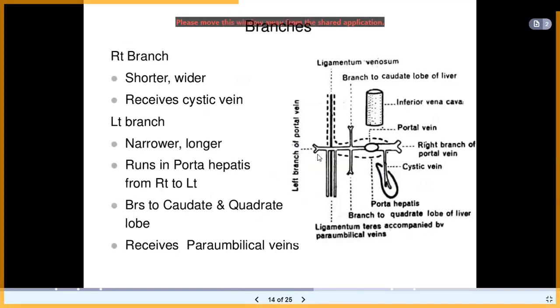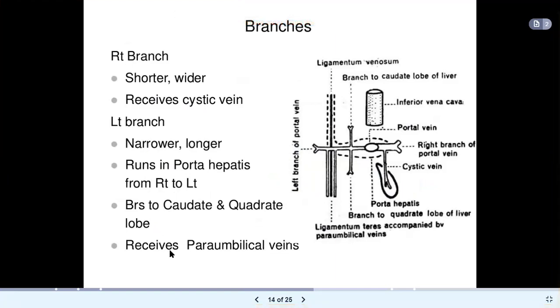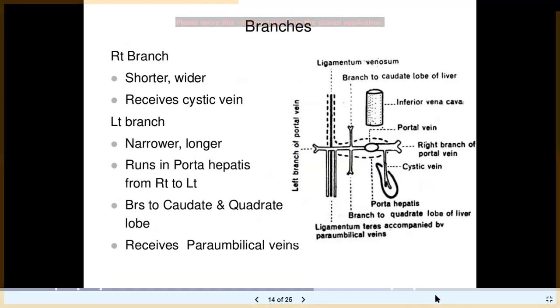Now coming to the branches. When you talk about the right branch of the portal vein, it is shorter and wider, and it receives the cystic vein as we have seen in our previous picture. The left branch is narrower and longer, and it runs in the porta hepatis from right to left. Okay, branches to the caudate and quadrate lobe are also given, and the left branch receives para-umbilical veins.